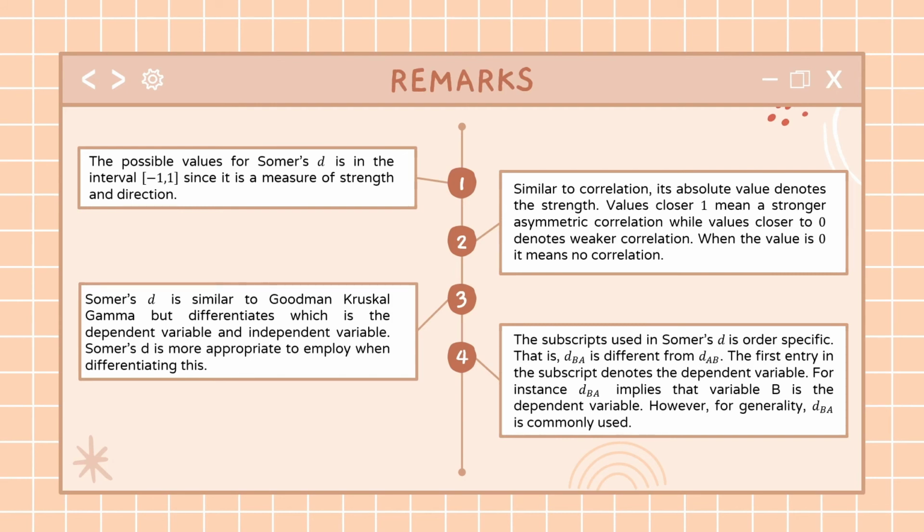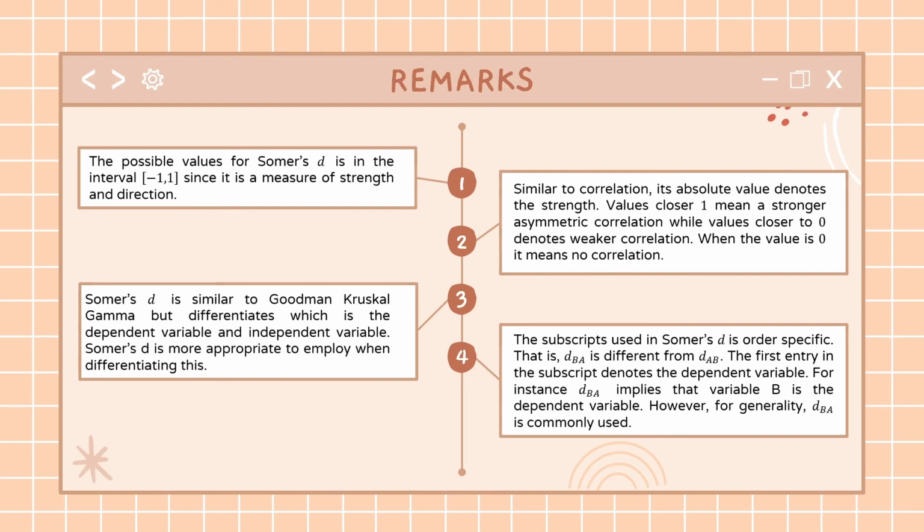So, Somers' D is similar to Goodman and Kruskal's Gamma, but differentiates which is the dependent variable and independent variable. So, yun na yung highlight natin kanina. And Somers' D is more appropriate to employ when differentiating this. So, tama nga. Ito, the subscript used in Somers' D is order specific. That is, DBA is different from DAB, as previously mentioned kanina.